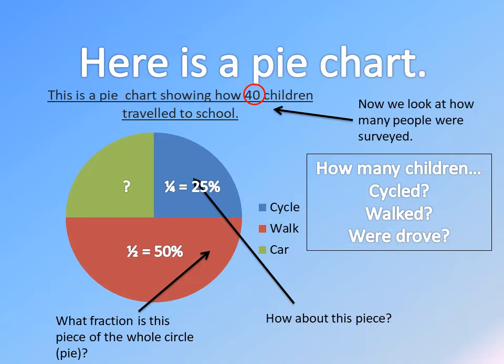So to find how many children cycled, walked, or were driven, we will multiply either the fraction or the percentage by the total number of people surveyed.